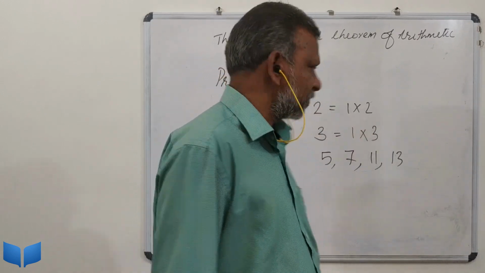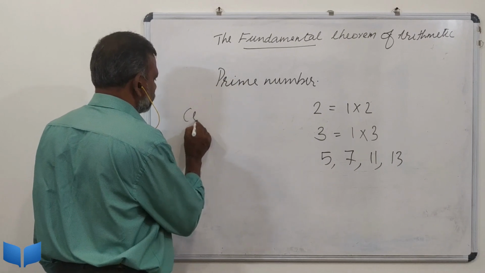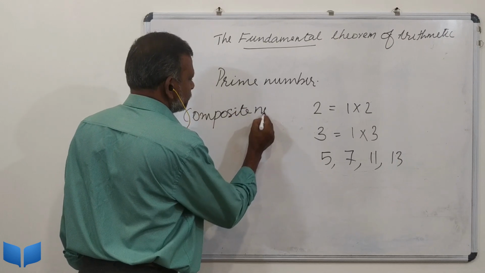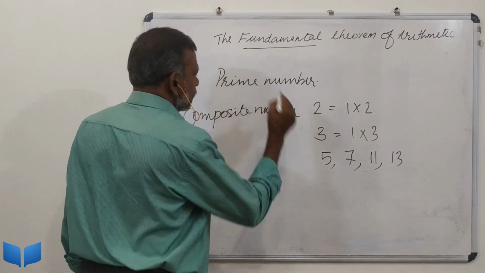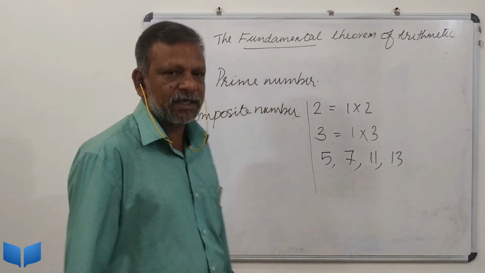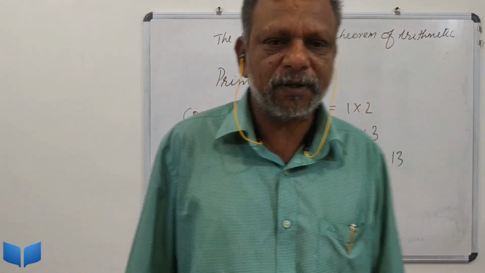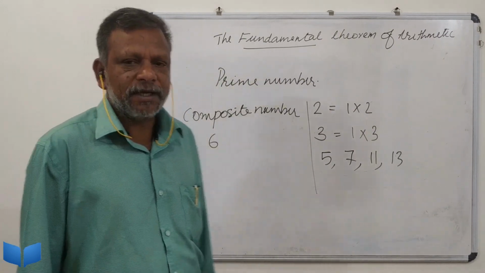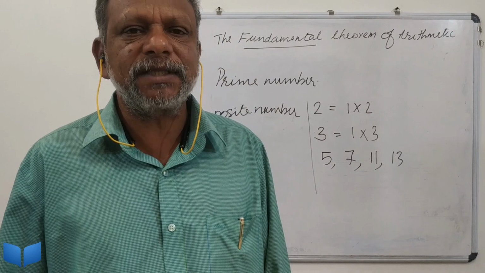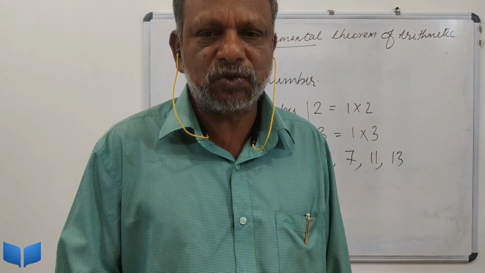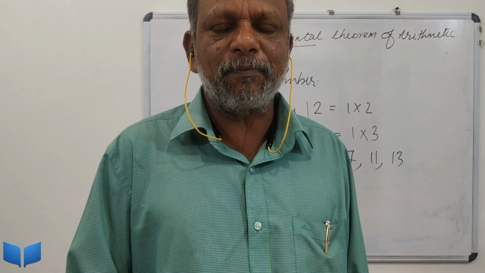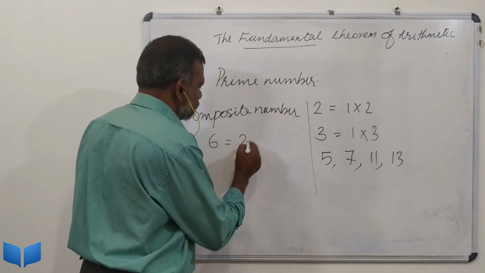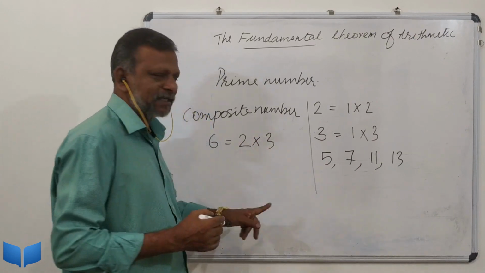What about the composite number? The numbers which are not prime are called composite numbers. For example, 6. 6 is a composite number because 6 can be divided by 2 or 6 can be divided by 3. So 6 can be written as the product of 2 and 3, other than 6 and 1.